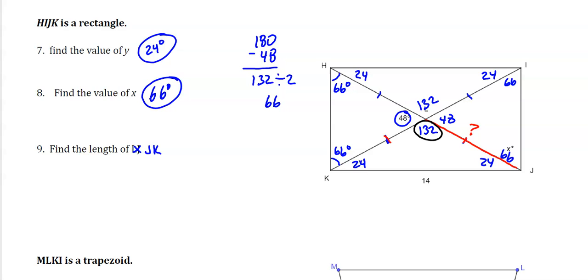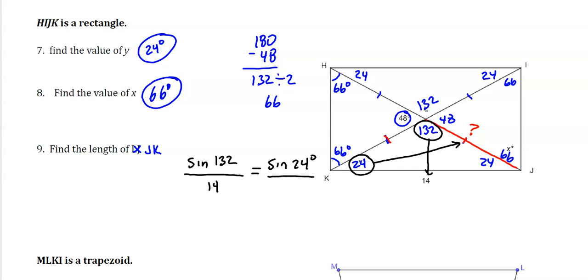I did that angle over that side. So I did the sine of 132 over 14. And then I did sine of 24 over, I'm not sure, let's call it X for right now. And so I cross multiplied. I multiplied those two together. And then I divided by what was across from the X.